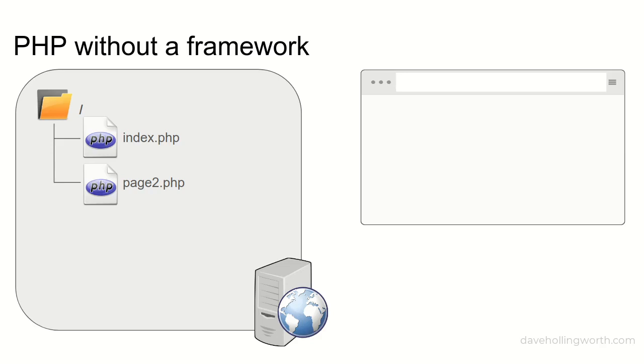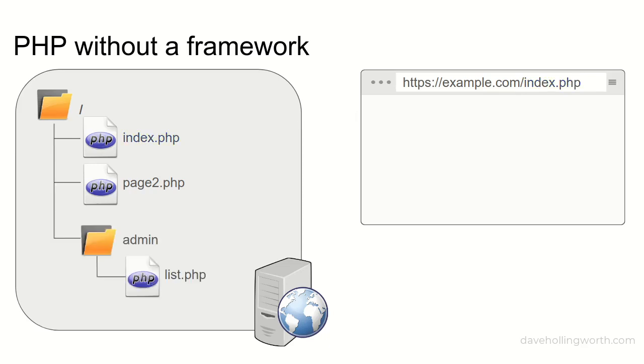In a traditional PHP website without a framework, you create PHP files that you request directly in the browser, with the file name in the URL. If you have files in subfolders, then you just include that subfolder before the file name as part of the URL. So the URL corresponds directly to the file structure of your web server.